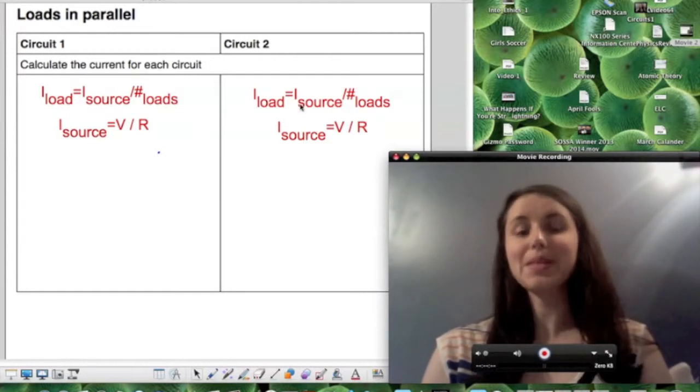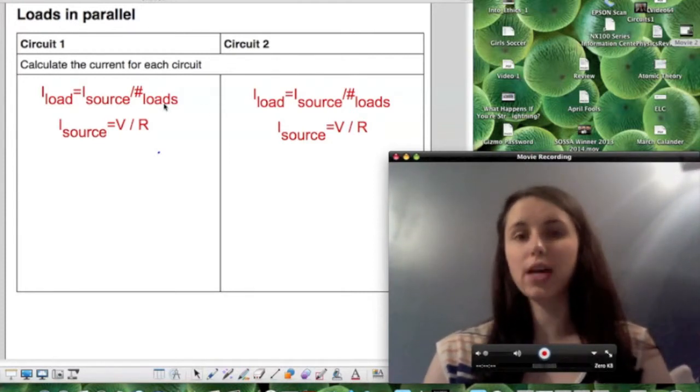In circuit 2, I have how many? I have 3 loads, right? So we know that the current at each load should be equal to the current from the source divided by 3, because I have 3 loads, right? So that current from the source gets split evenly between the 3 loads. Okay, so if you don't have that top equation copied down, do that now.